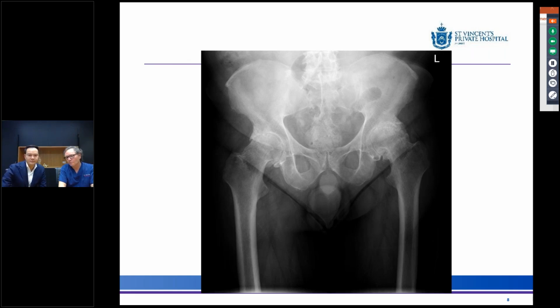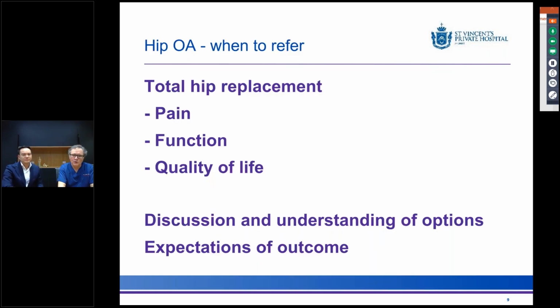So this patient has radiographically advanced osteoarthritis. Now the question would be, when should this patient come and see us? Well, most people will come in because of pain. Sometimes it's stiffness. Rarely it's stiffness and then pain. And once again, quality of life.